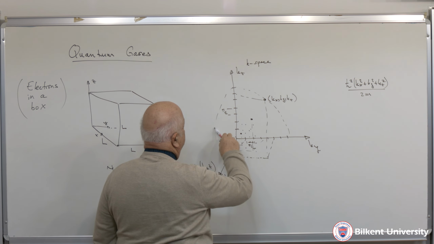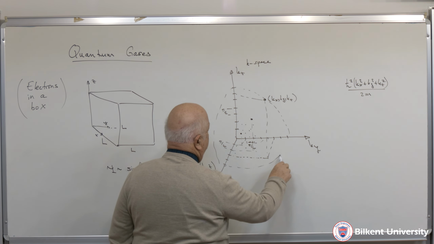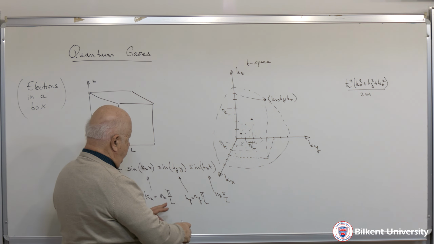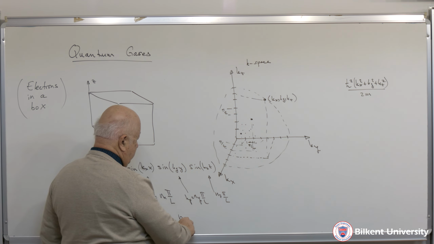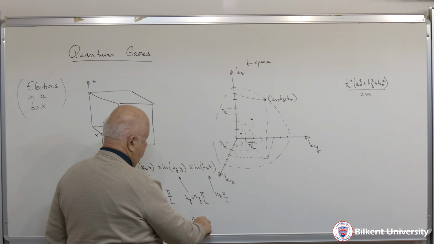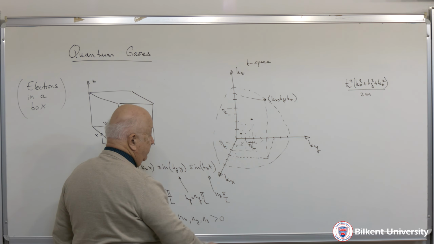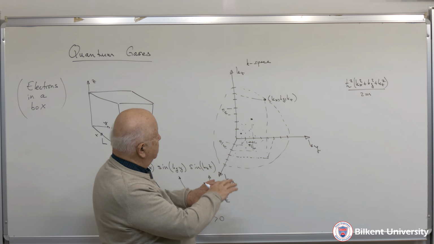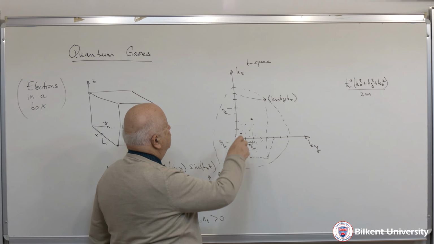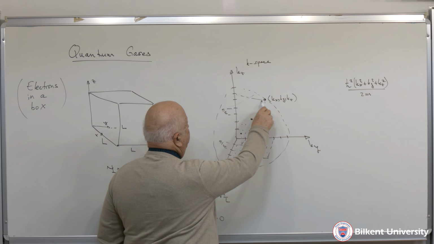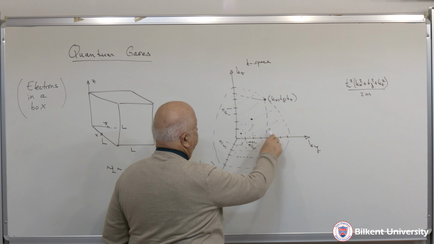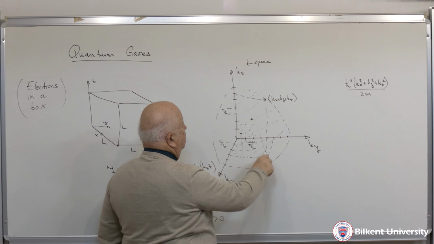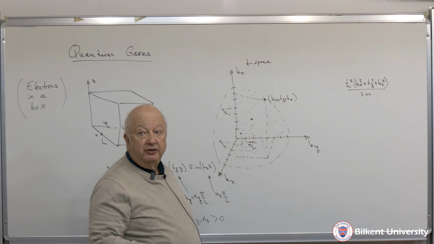So let me just show it like this. You see, the way I constructed this, all of these nx, ny and nz have to be greater than 0. So I have actually only this positive kx, positive ky, and positive kz part of the state. Okay?